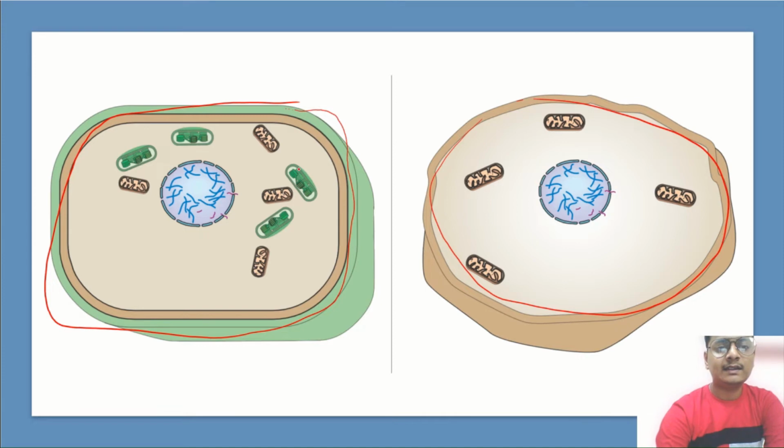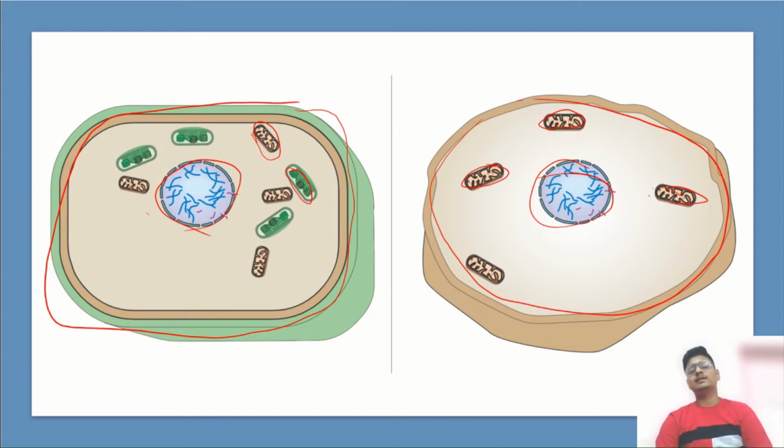In this we can see the ribosome or mitochondria. This is mitochondria. This is nucleus. Both have a nucleus, okay? But the plant cell also has some green structure. This is called chlorophyll. Okay, this is only present in the plant cell.